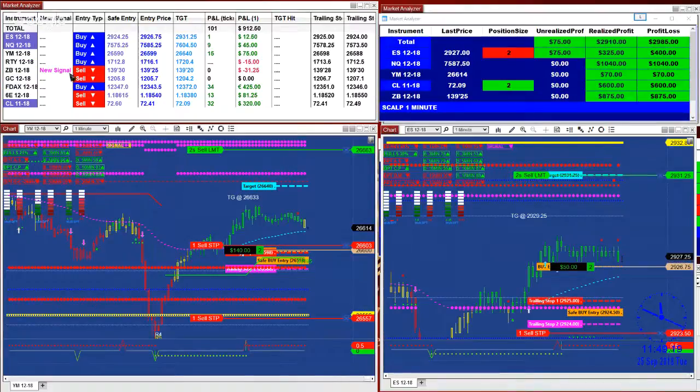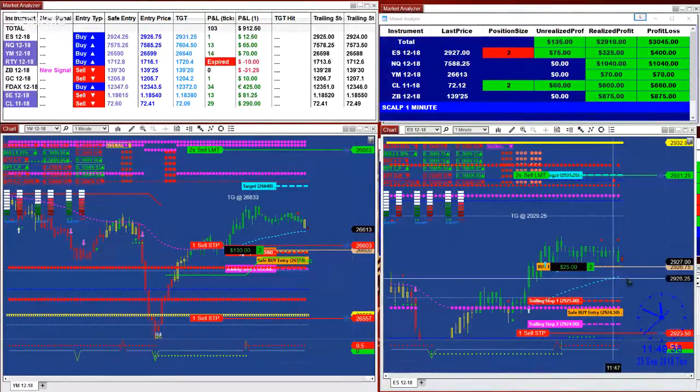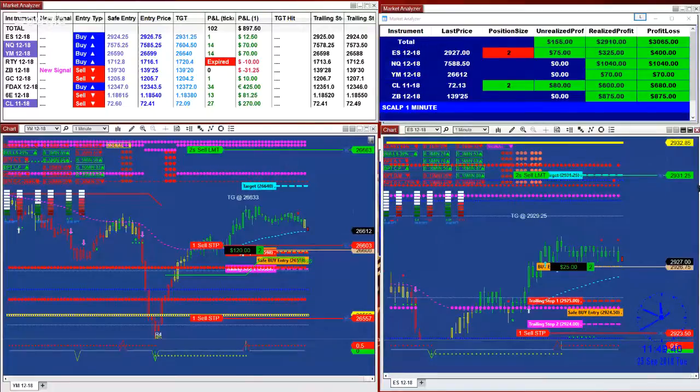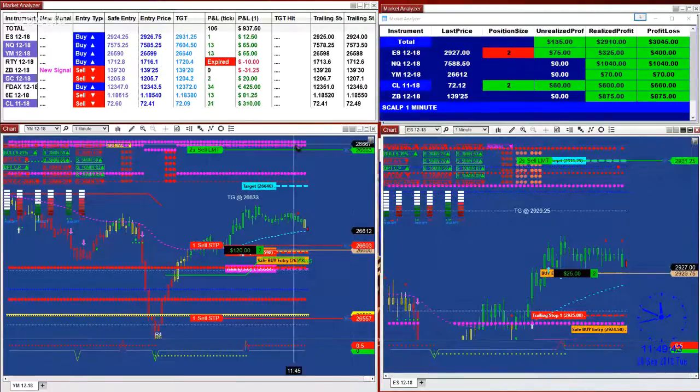New signal on the 30-year Treasury bond. Entry price 139.25, sell order, and then target 139. It's not much really, but this is the new signal on the 30-year Treasury bond, and it seems like this market is gonna drive us crazy today. We're still waiting, but there is a new signal on the 30-year Treasury bond for those guys that want to trade the bonds.